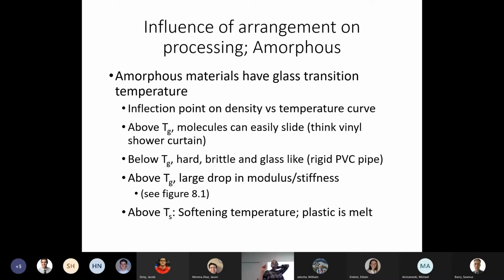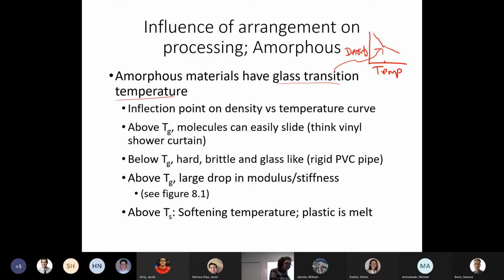And let's start with the amorphous. So the amorphous doesn't really have a phase change. So we really don't have a significant arrangement change. We do have a glass transition temperature. And again, to remind ourselves, if we're looking at density versus temperature, we know that the density goes down as the temperature increases, we do see a point where the slope of the line changes. That's the glass transition temperature.